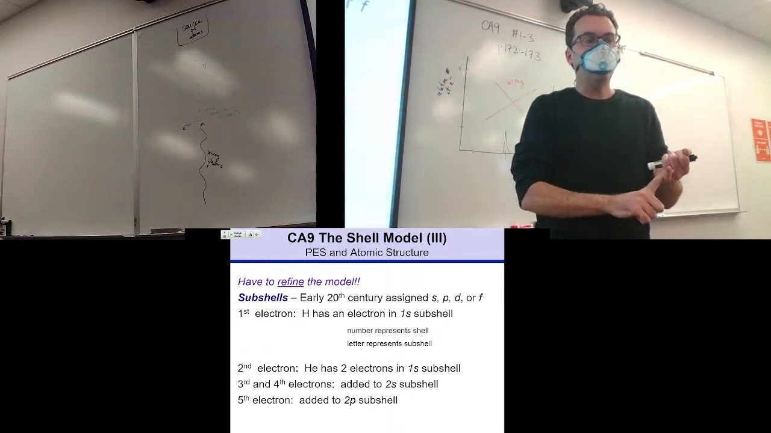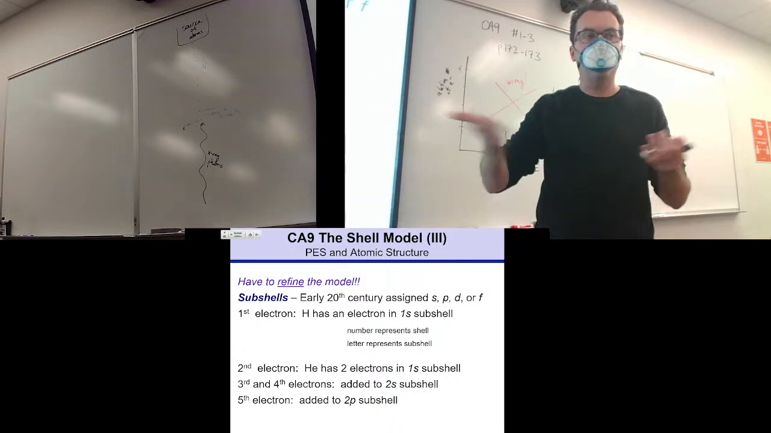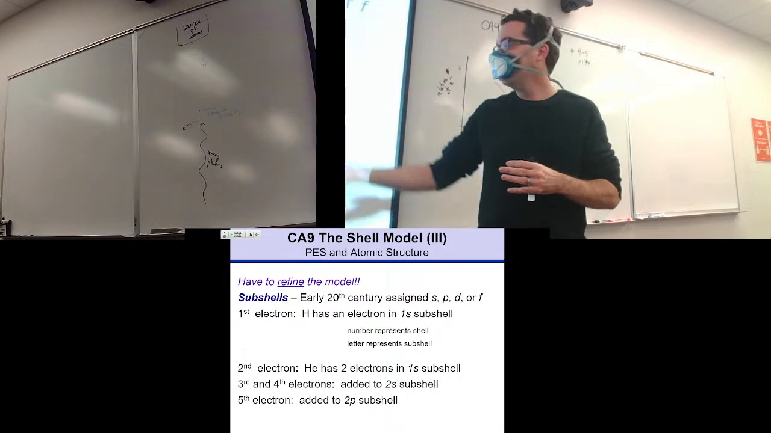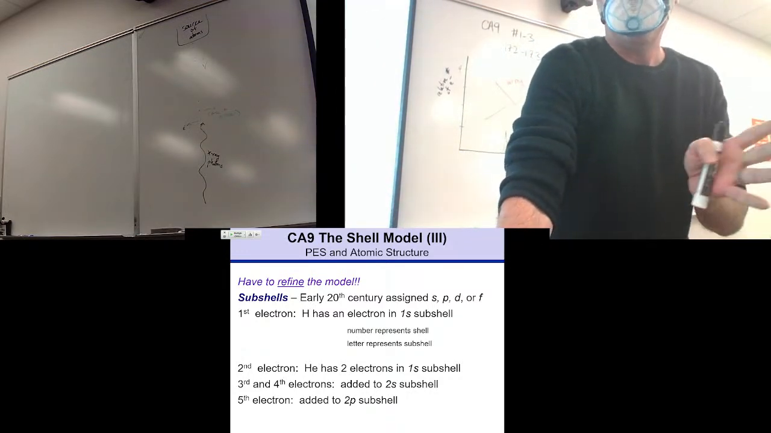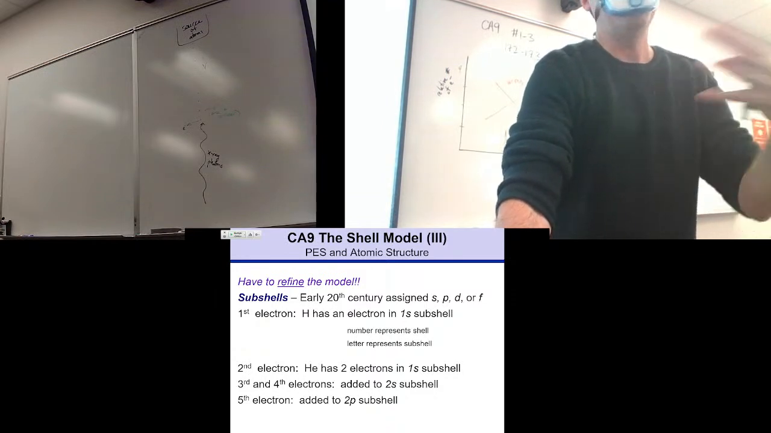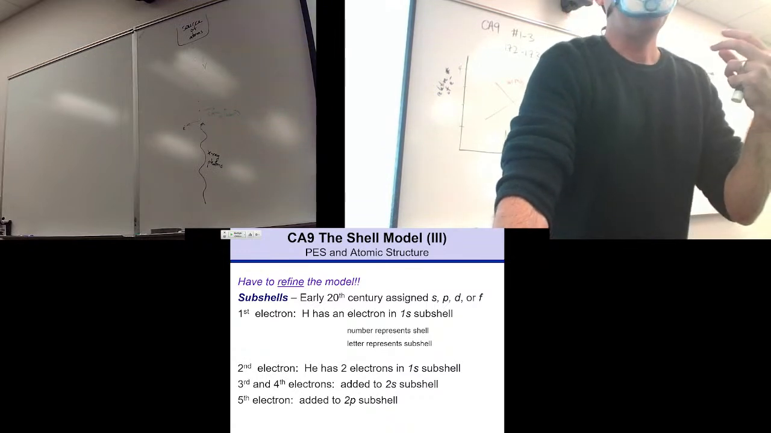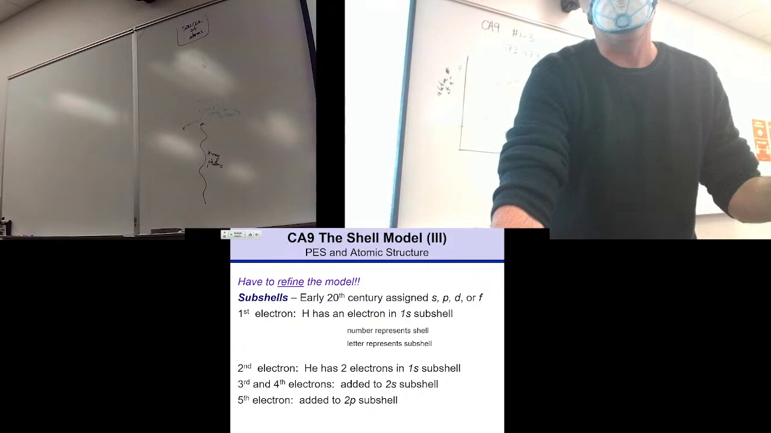So not every shell has all the subshells. It looks like the first shell only has S. The second shell has an S and a P, and that's it. It gets complicated, but we're going to learn a way to come up with all of these subshells, what exists and what doesn't, and what order they're in, and all that stuff.